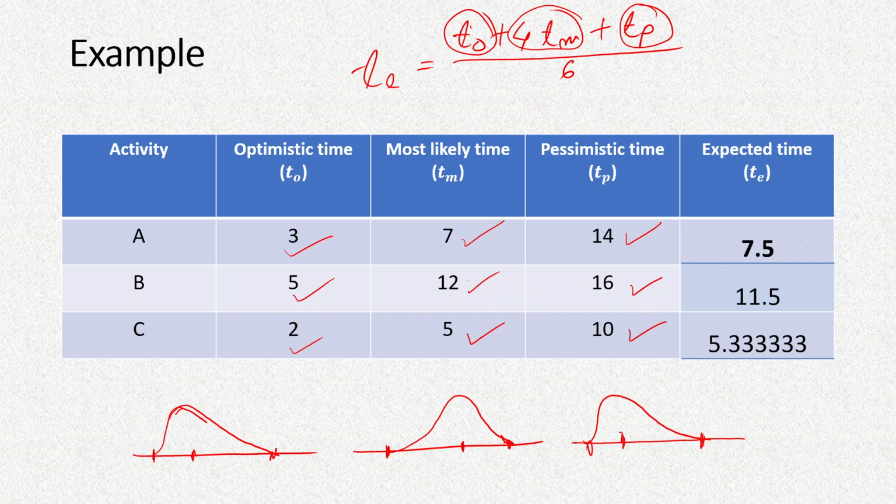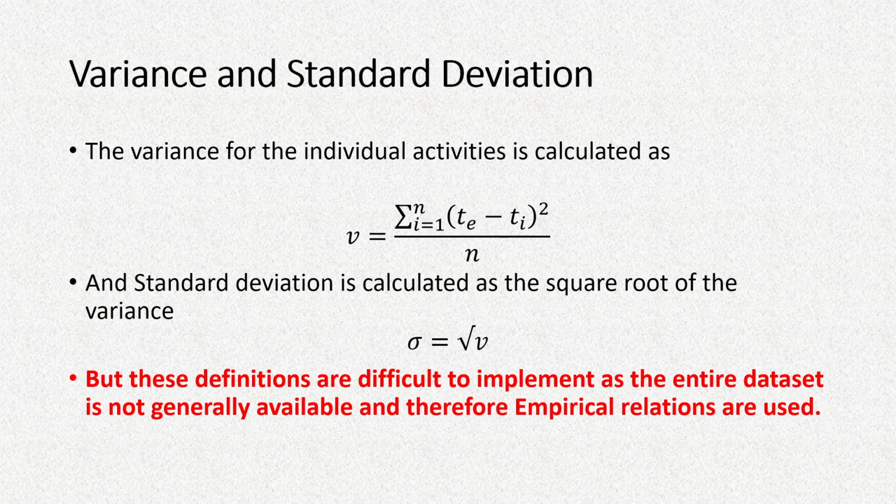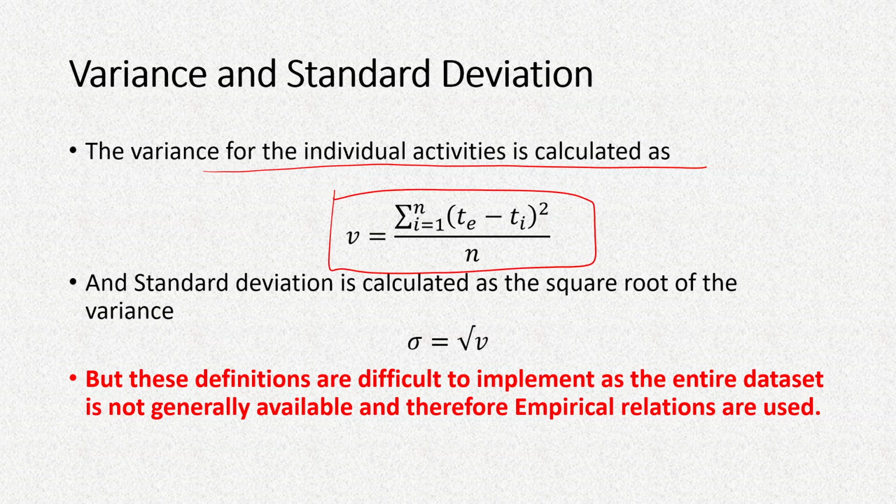So based on that calculation, we will find that the expected durations are 7.5 days, 11.5 days and 5.33 days. Now from this, we should also be able to find out these statistically important parameters, which are the variance and standard deviations. So variance is calculated as this, which is the average sum of square of the errors or deviations.